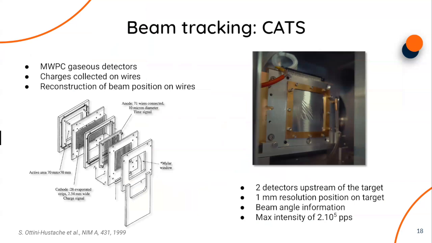Okay, so first of all, the beam tracking with CATS. So CATS are MWPC gaseous detectors. When the beam crosses the detector, the charges are collected on the wires. And we use two CATS to project the position of the beam on the target. So we have a 1 millimeter resolution position on target, and they can handle a maximum intensity of typically 2×10⁵ particles per second, which is typically what we were running with in the experiment.